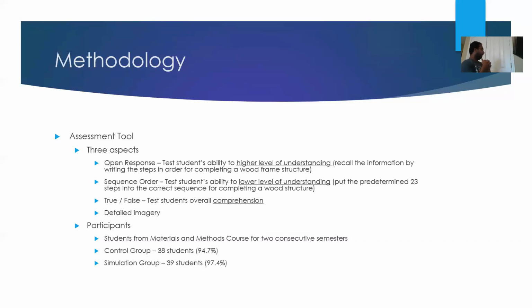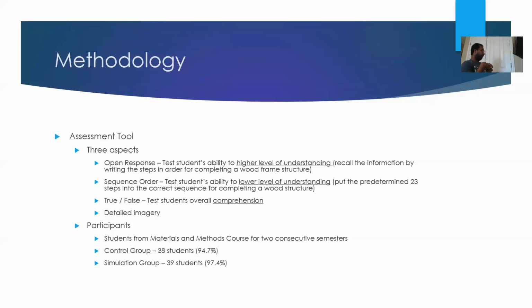The third one was true and false, which is really to test the students' overall comprehension, to understand if they were able to comprehend some of the concepts that were discussed. There were about 26 true and false questions, and for the simulation group, a detailed VR model was given, where they had to use a mouse and a cursor to navigate through the model and complete some of the key steps.